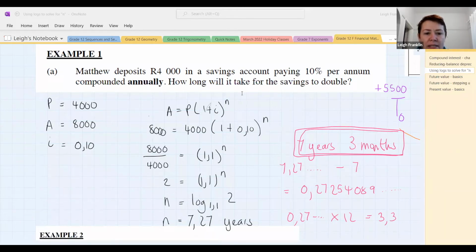Okay, Enam, let's see if we can help you. Lesedi, the reason why A is 8,000 is because he's deposited 4,000 Rand and it's going to stay in the account and it's going to double. It's going to grow into 8,000. Because it's compound interest, our A value has to be bigger than our P. Okay. There we go. Lovely answers. Yes, that's right, Neosibeko, the base is 1,1 and the number is 2. Good job.